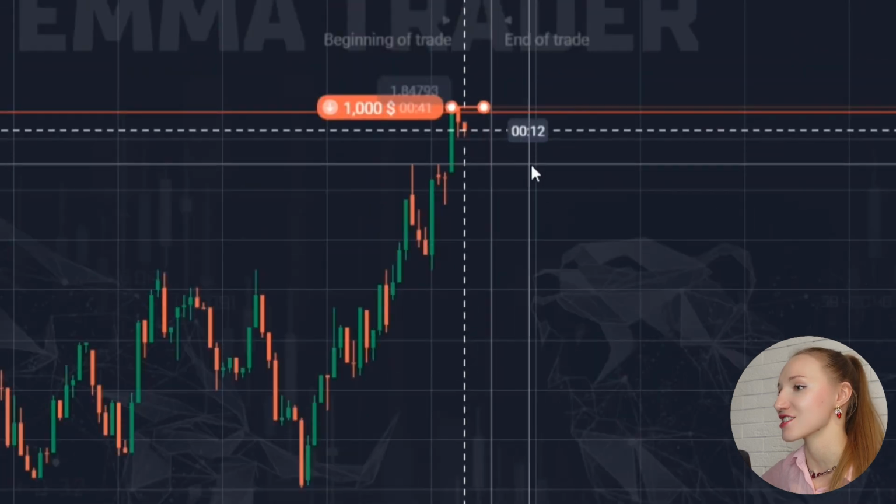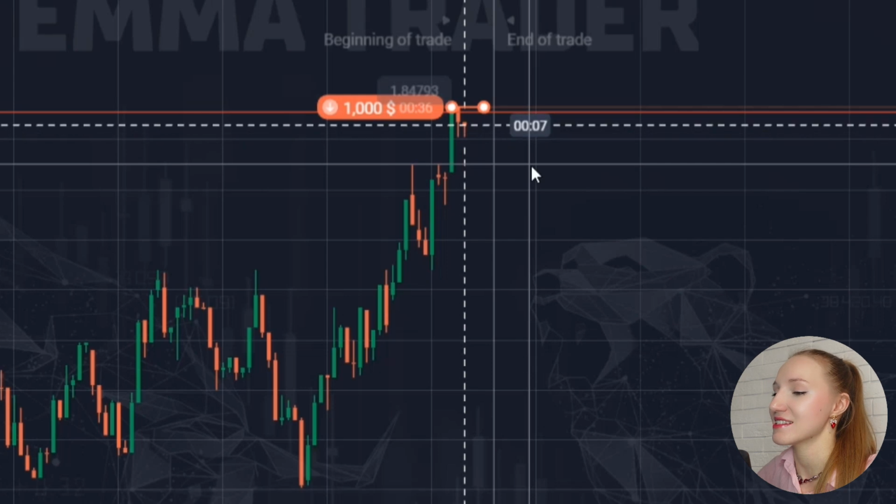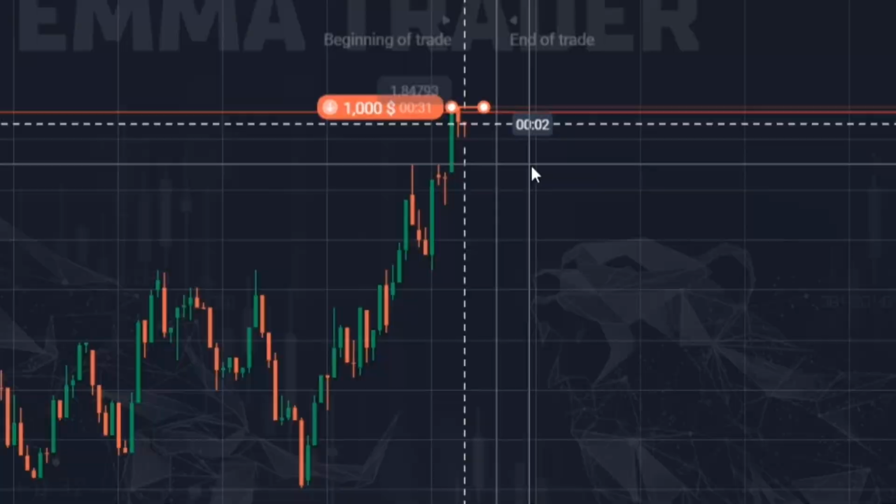We will see the correction movement and we will get the profit on this 100% situation. And 1 minute is usually enough for that. We need to check it for sure.